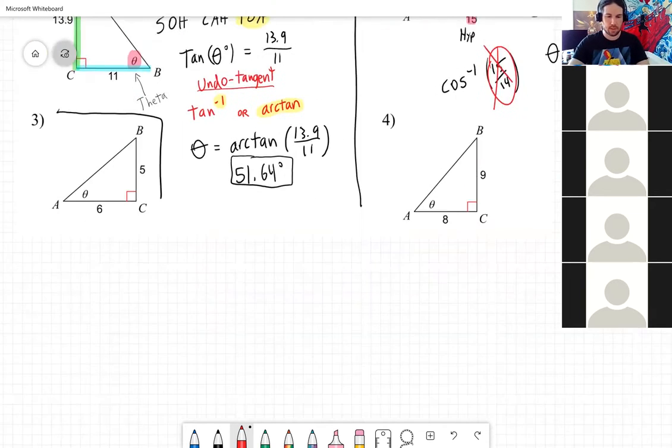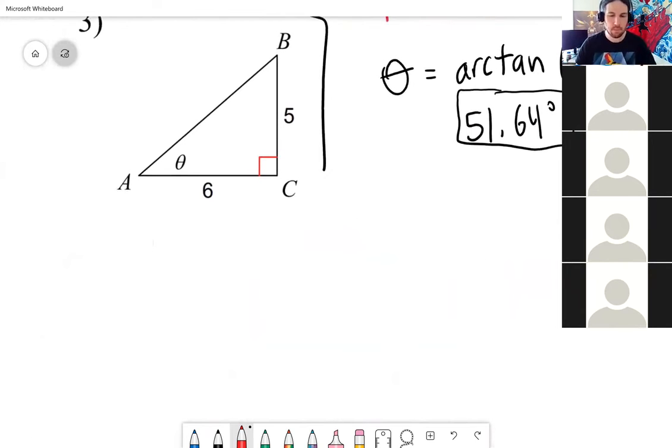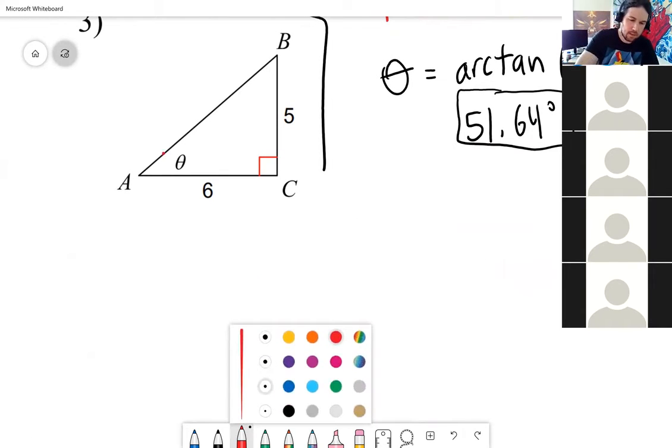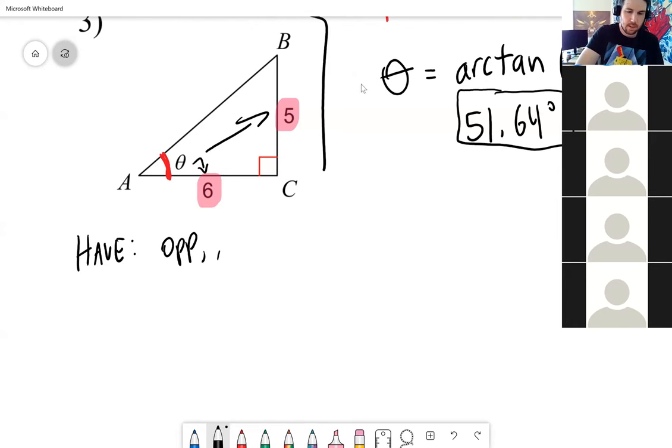Let's look at another one of these. This one right here. Here's our theta. We got a 5 out here and a 6 right here. So it looks to me like we have the opposite and the adjacent legs. And we don't really care about the hypotenuse. I mean, we could figure it out, but we don't really care about it. And we need the angle theta.